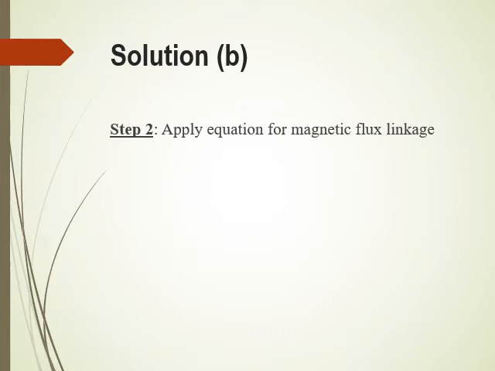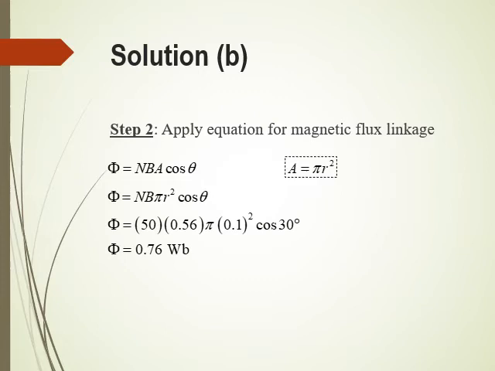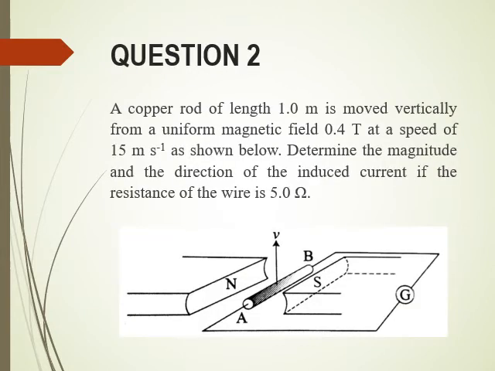Step 2, apply the equation for magnetic flux linkage, which is NBA cos theta. Since you are looking at the same coil, A is still equal to pi r squared. Substitute it into the equation, and you will get 0.76 Weber.